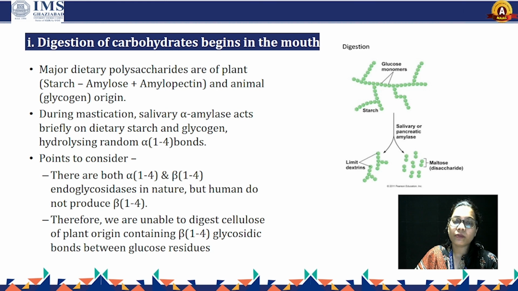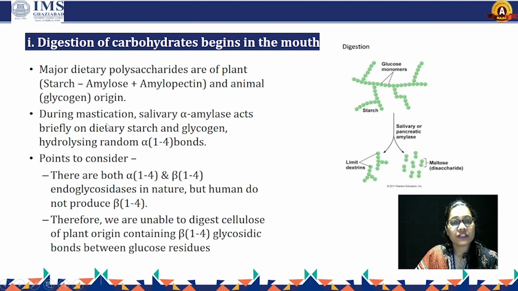The carbohydrate which we have consumed is basically of two origins: either plant origin or animal origin. If we are consuming any product of plant origin, it will have starch, which is composed of two units, amylose and amylopectin. And if we are consuming carbohydrate of animal origin, it will have glycogen. Both are forms of polysaccharide and disaccharide.